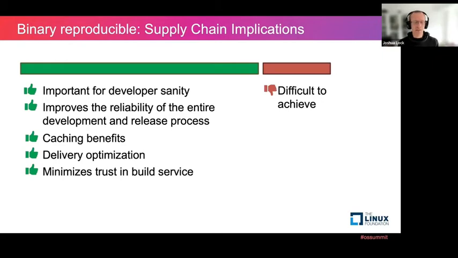It's really good for just the engineering effectiveness of your entire project, I would argue. It can help improve the reliability of the entire development and release process, because your chance of flaky builds is effectively diminished, because if it's binary reproducible, you would expect that you can reproduce the failure as well as the success. It provides caching benefits, makes delivery optimization easier. But as I discussed, it can be very difficult to achieve. It's not without its costs, which is why, despite the fact that many smart people have been working towards achieving this goal for a long time, it hasn't been achieved by default for many projects.